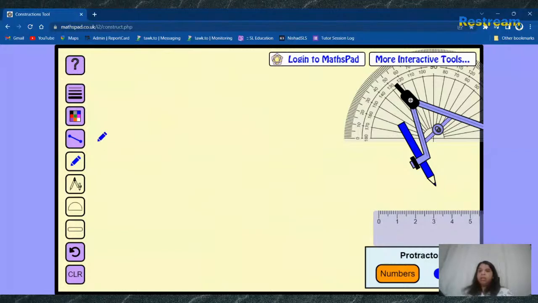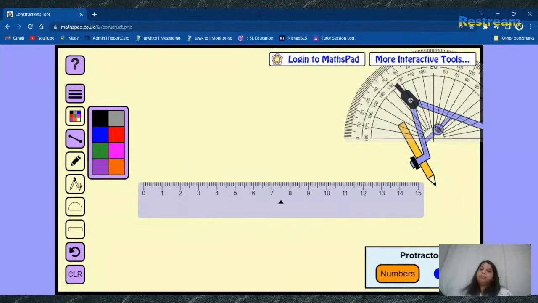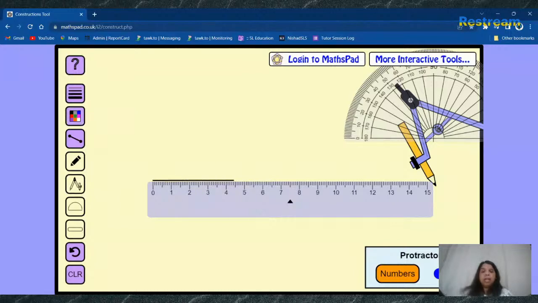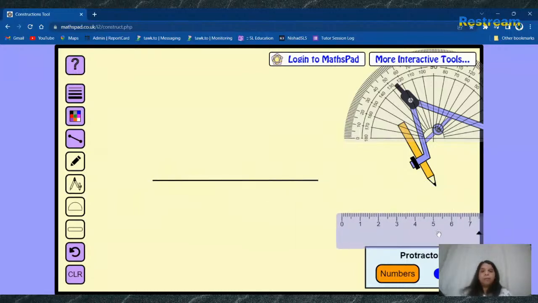Now next, we are going to draw a perpendicular line on a point on a line. So it's not a perpendicular bisector, but they have given us a point on the line, and they have asked us to draw a perpendicular from that point on the line. Okay, so let's say this is my line AB, and there is this point C here. They want us to draw a perpendicular line through this point C.